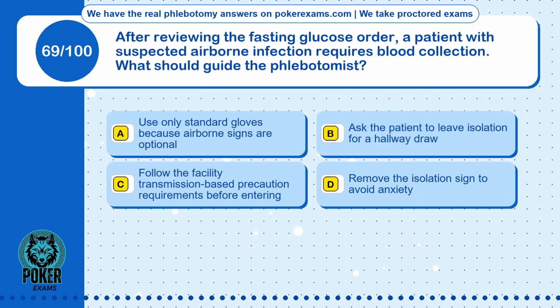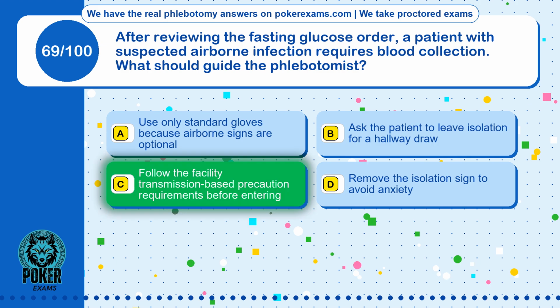Question 69. After reviewing the fasting glucose order, a patient with suspected airborne infection requires blood collection. What should guide the phlebotomist? Option A. Use only standard gloves because airborne signs are optional. Option B. Ask the patient to leave isolation for a hallway draw. Option C. Follow the facility transmission-based precaution requirements before entering. Option D. Remove the isolation sign to avoid anxiety.